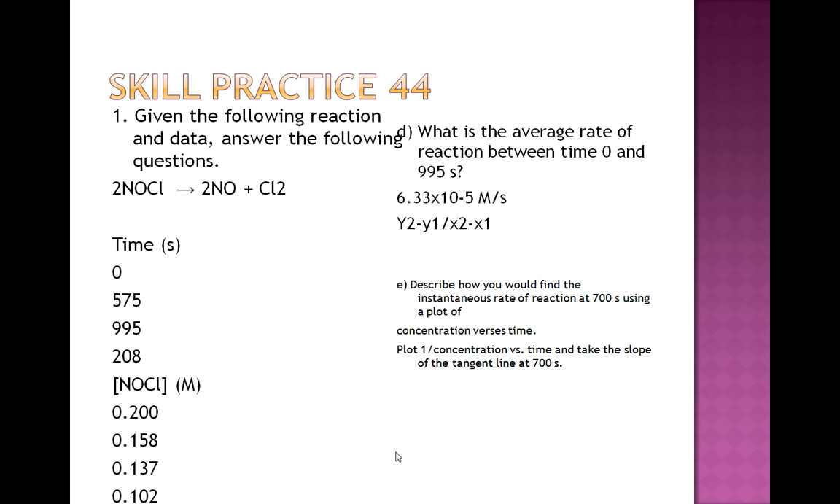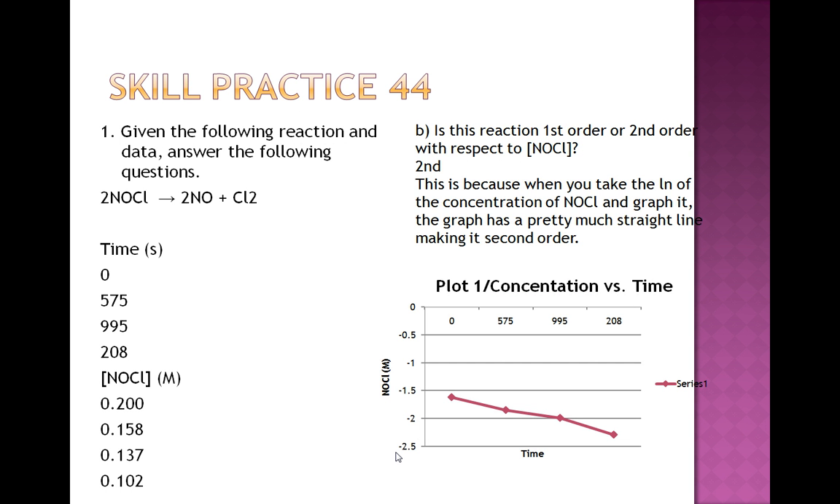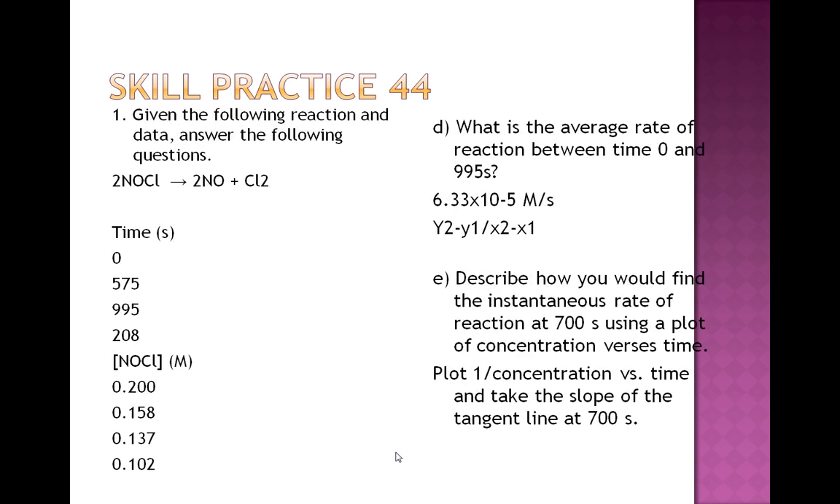D. What is the average rate of reaction? Now, you find the slope in 995 seconds, y2 minus y1 over x2 minus x1, which is 6.33 times 10 to the negative fifth. Now, E. For this, to find this, you would take the plot 1 over concentration versus time graph, which is this graph here, and find the slope of the tangent line at 700 seconds.